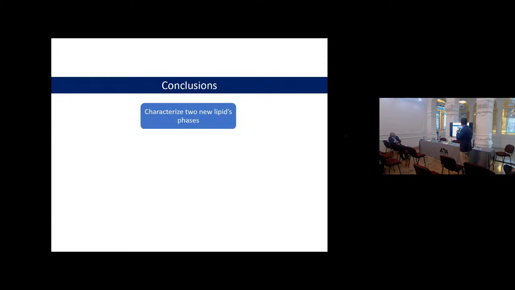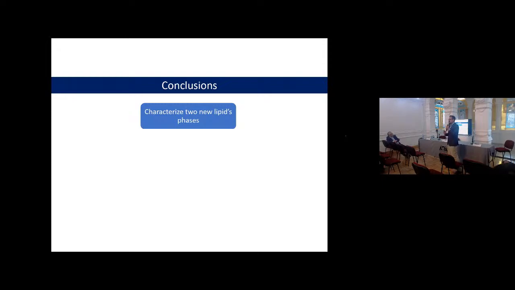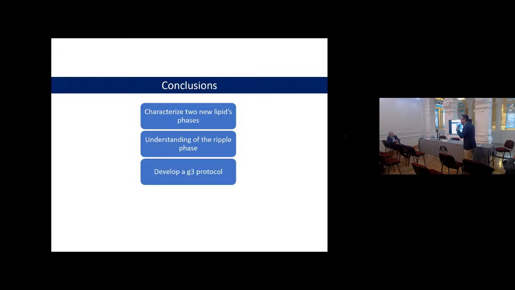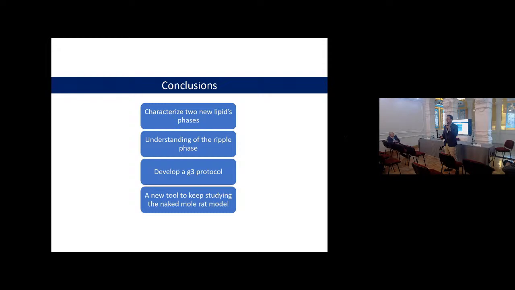So, just to conclude, we have characterized or proposed the existence of two new lipid phases. Now we think we can understand what the ripple phase is. By the way, something I didn't mention is that there are some experimental papers which agree with what we're saying at some level. And this G-tree protocol we think can be useful for a lot of our collaborators on the molecular dynamics side, but also far away from here, like the radial distribution function, which is important. This tool can also be important, and we really believe we can start making a lot of things here. And just for Northern grads, now we have a new tool to return to studying what we wanted to study, which is Alzheimer's disease, the Alzheimer's membranes.